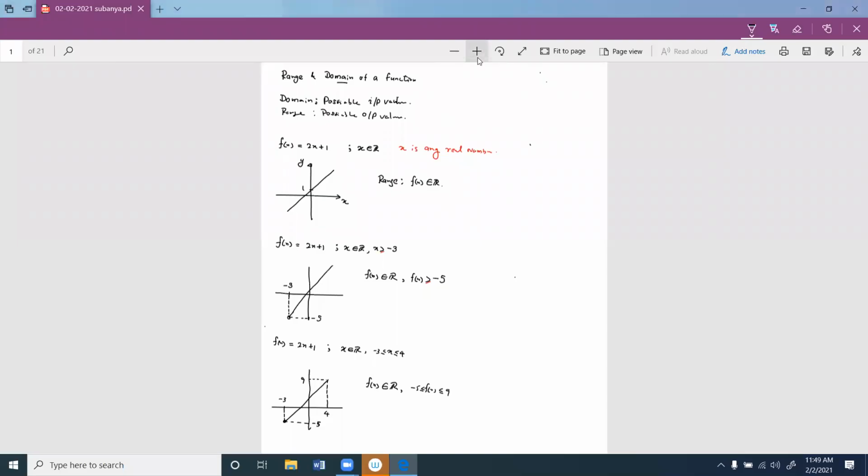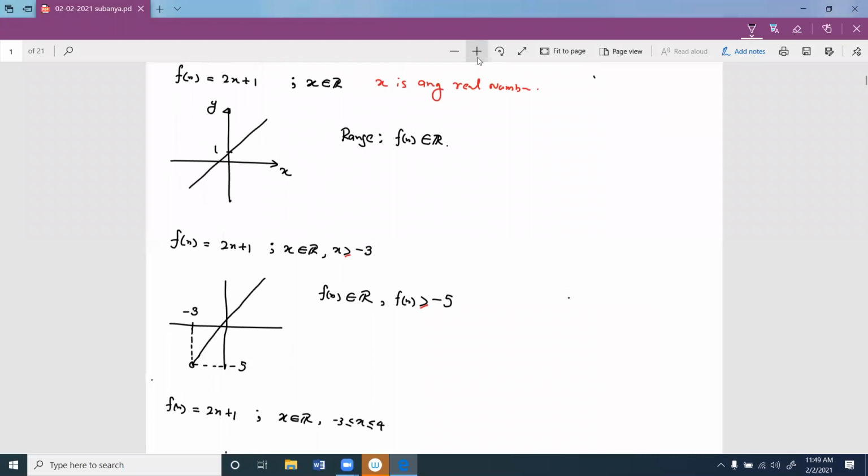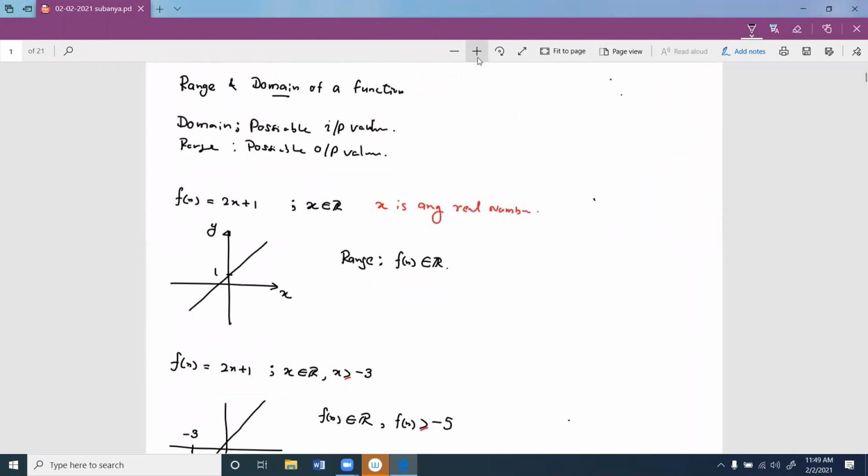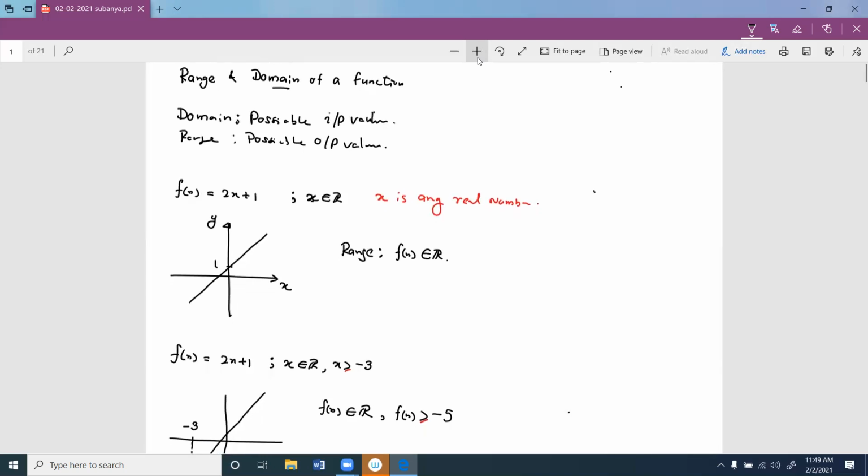Right. Then, if I briefly recap the topic we were doing for the moment, we are talking about range and domain, where the domain is the possible input values and range is the possible output values. So if you get this kind of function, if the domain is given as any real number, then as x goes to plus infinity, this y value goes to negative infinity over here. Here also, when you go to plus infinity, this value also goes to the infinite side. Therefore, for the range, f(x) is any real number.